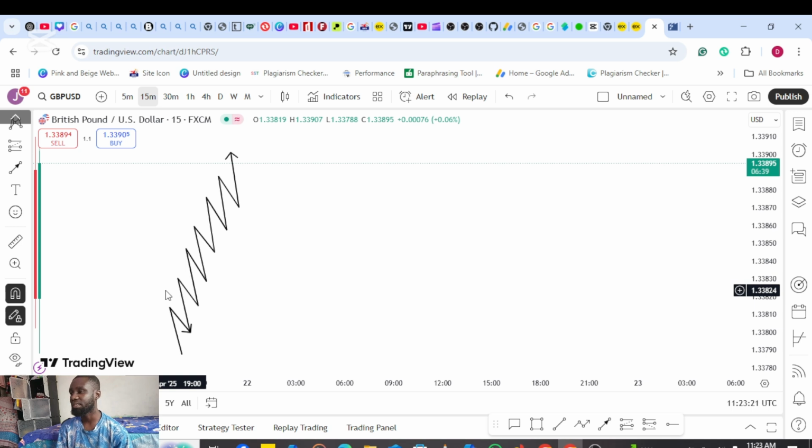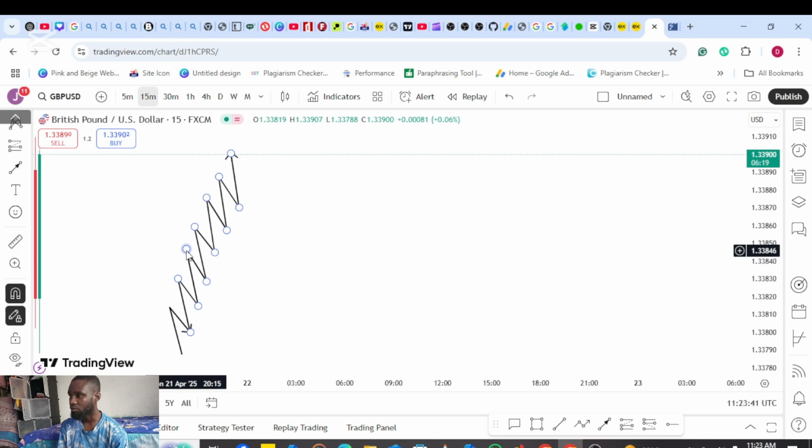And one thing you should notice is the moment this high or the resistance got broken, it automatically turned to a support. This one broke this one, then this one turned to support and created a new resistance or higher high. This one broke this one, and this one turned to support and created a new resistance, or new higher high.